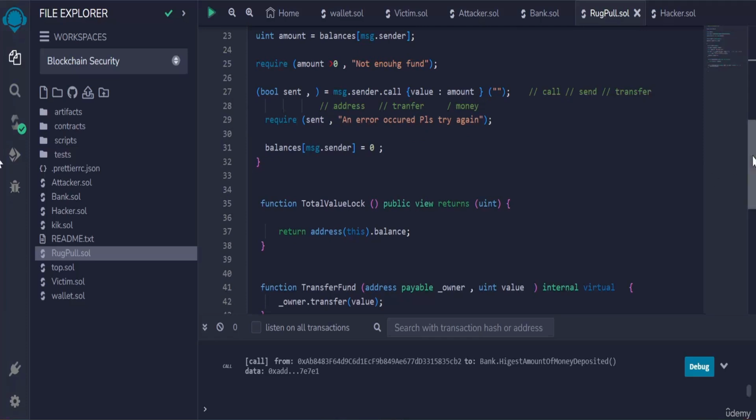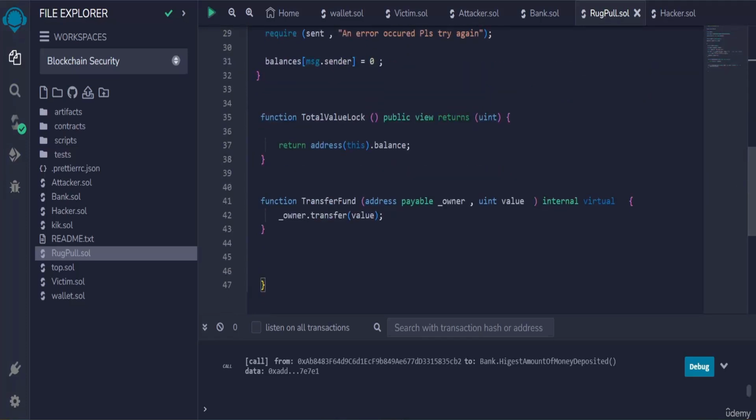And now we have the transfer funds. This is actually the malicious code that has been added by the developer or the owner of this contract, because this function is transferring funds to the owner. You can see the owner can transfer all the funds of this smart contract, and he can decide to put the amount of money he really wants to receive.